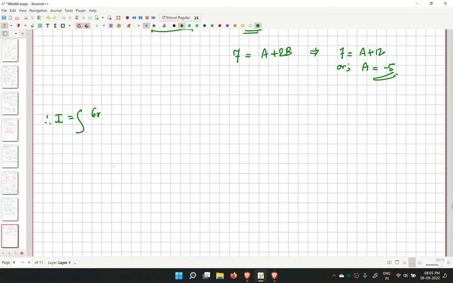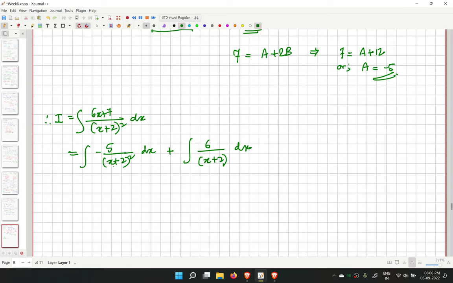So this will be the integral of 6x plus 7 over x plus 2 whole square dx. We can write it like minus 5 dx plus 3x. Here I have cancelled 1 x plus 2 in the denominator and numerator, and we can rewrite it probably like this. Then we can also use the fact that dx is equal to d of x plus 2.